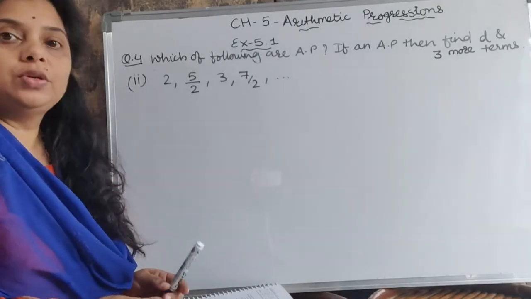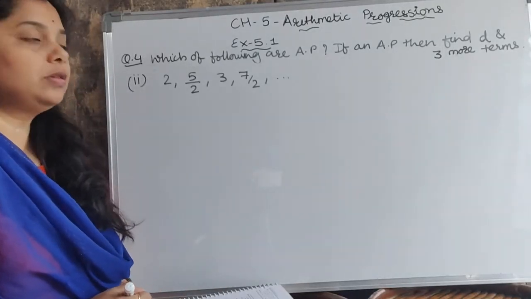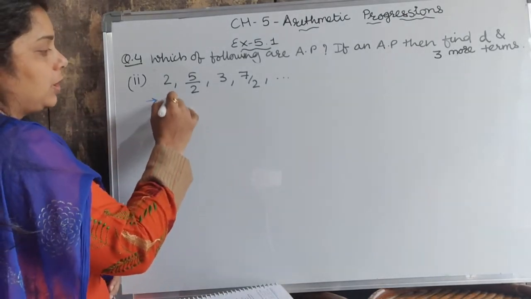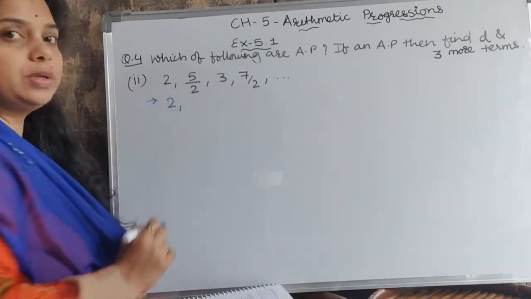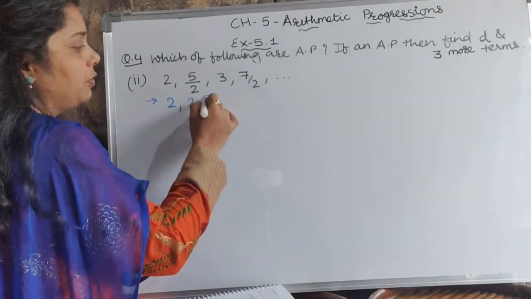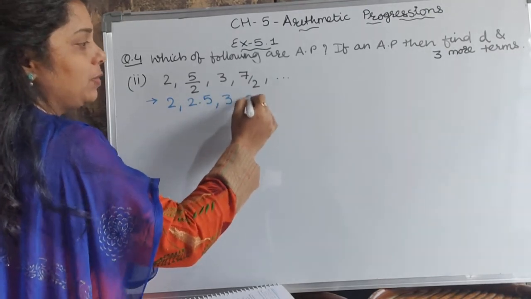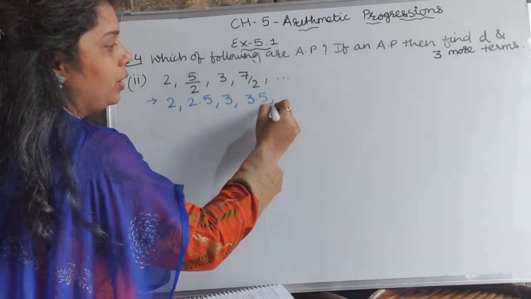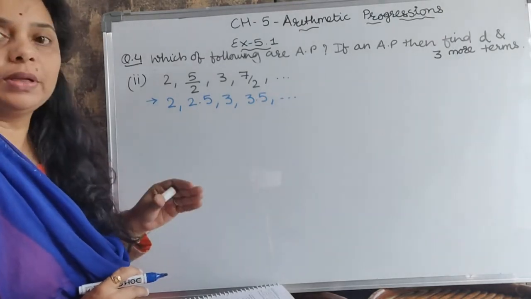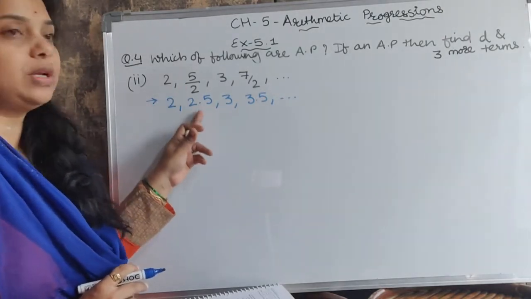Now here 2, 5 by 2, 3, 7 by 2 and goes on. Can I write this one as 2.5? 5 by 2 means 2.5, yes. And 3 and 7 by 2 is again 3.5. To make the sum simple, I convert this fraction into decimal point.